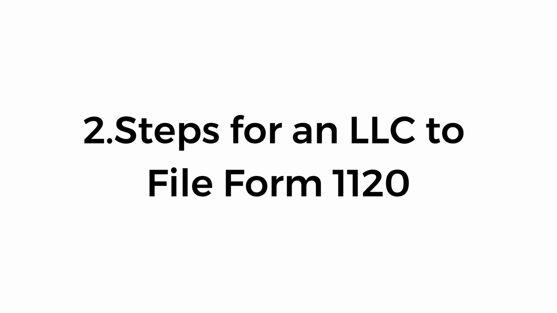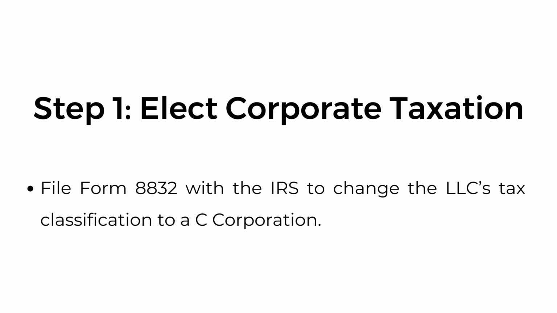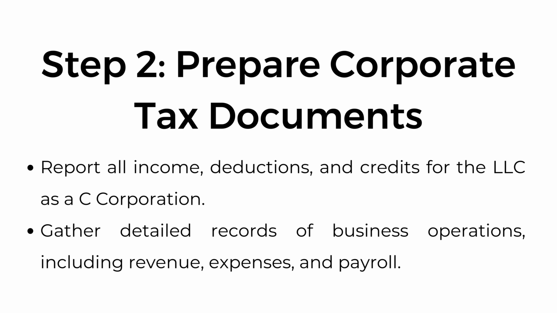2. Steps for an LLC to file Form 1120. Step 1. Elect corporate taxation. File Form 8832 with the IRS to change the LLC's tax classification to a C corporation. Step 2. Prepare corporate tax documents. Report all income, deductions, and credits for the LLC as a C corporation. Gather detailed records of business operations, including revenue, expenses, and payroll.